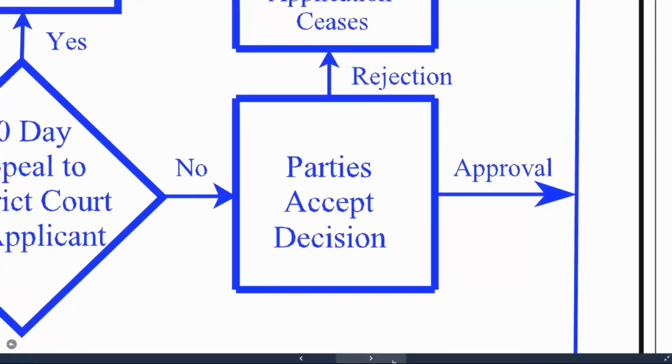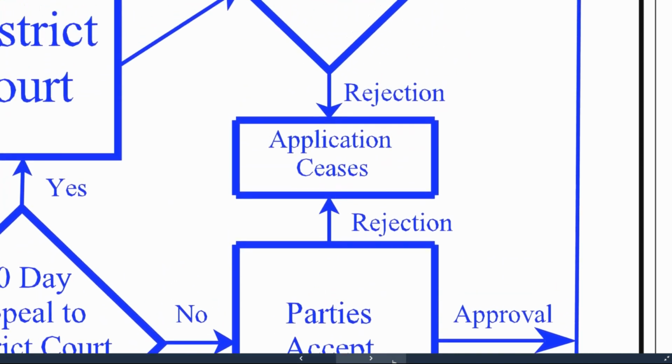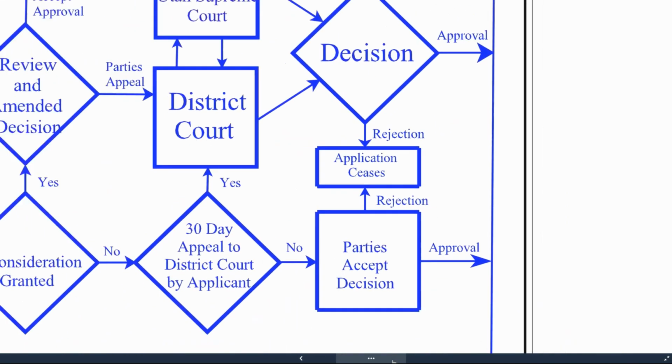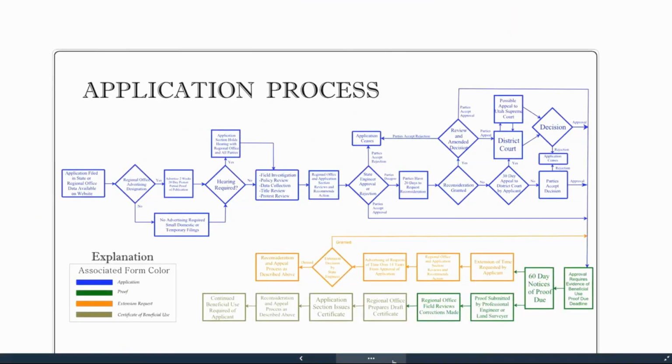If the original order of the state engineer rejected the application, the reconsideration was not granted, and no judicial review was filed, the parties accept that decision and the application ceases. Orders of the state engineer approving an application will include a time limit in which the applicant shall complete the project and place the water to full beneficial use. Part 3 of this video series will discuss the administrative procedures following the approval of an application.